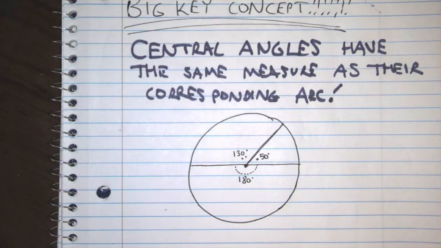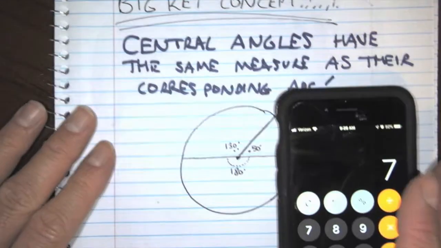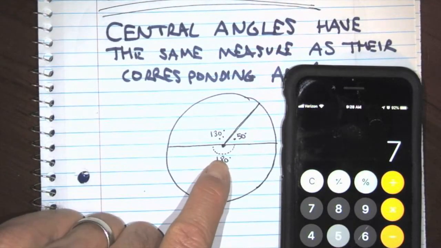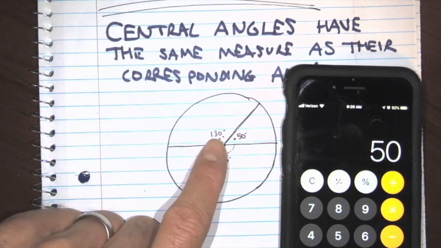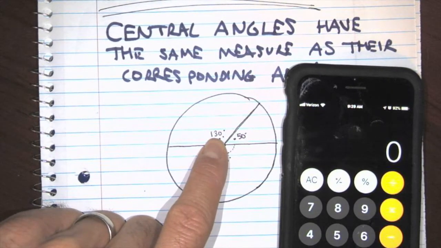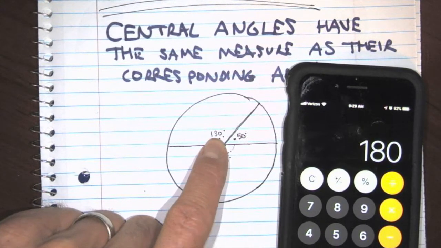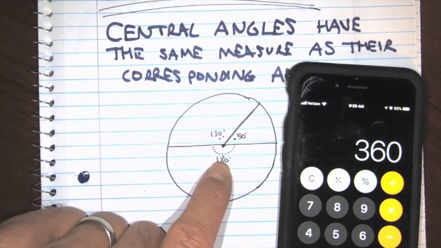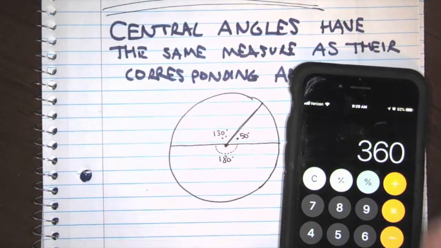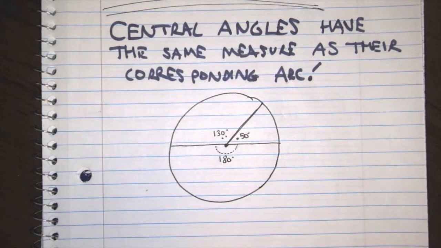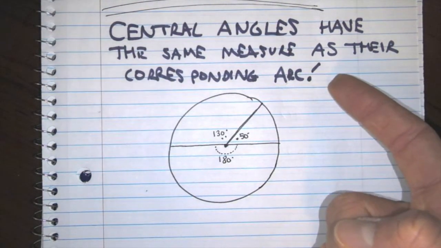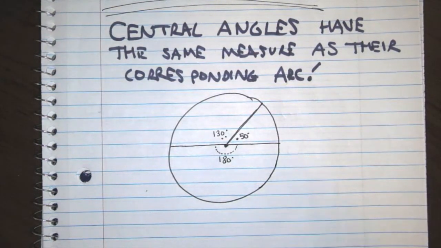So just a quick check for us. If you add these three angles together, 50 plus 130 plus 180, there it is, adds up to 360 degrees. Full rotation. It's a circle, folks. Now, this is what this big key concept is saying. I don't want you to lose it.